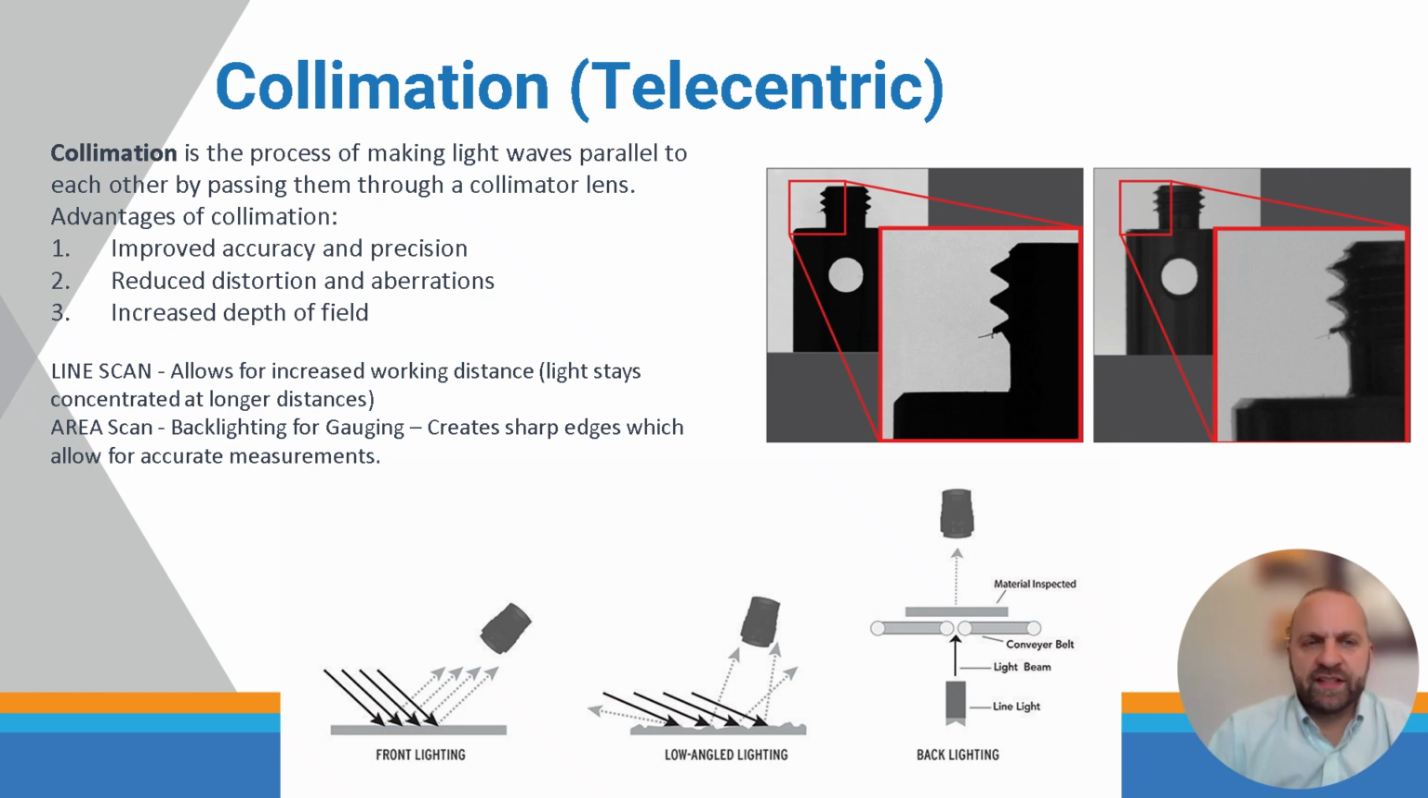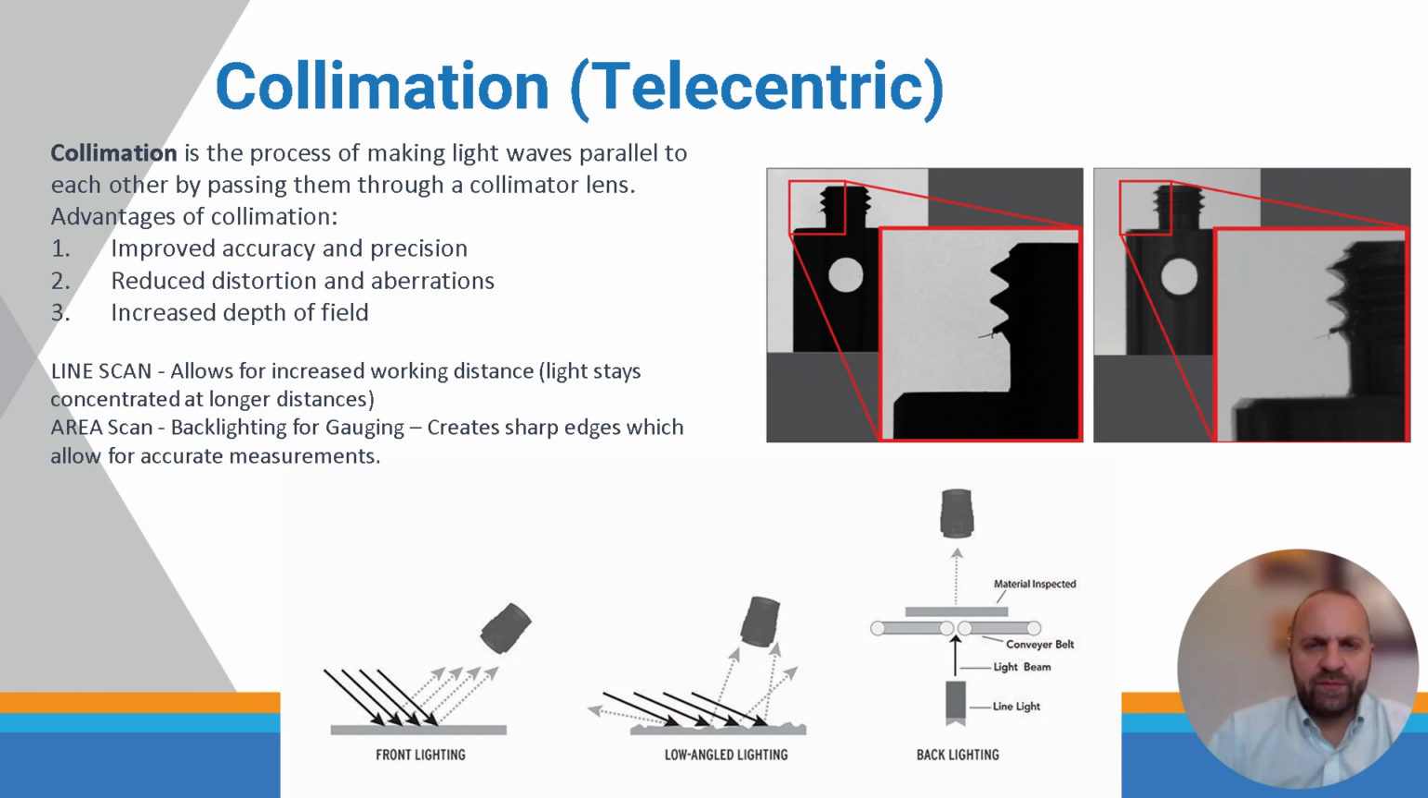Collimation, sometimes known as telecentric, is the process of making light waves parallel to each other by passing them through some type of collimator lens. So you can get improved accuracy and precision, so you can reduce distortion, and you can increase your depth of field. For line scan, it allows you to go to much larger working distances, where a lot of times with line scan you have to be only 75 millimeters away, 100 millimeters away. You can actually stretch your distance out.